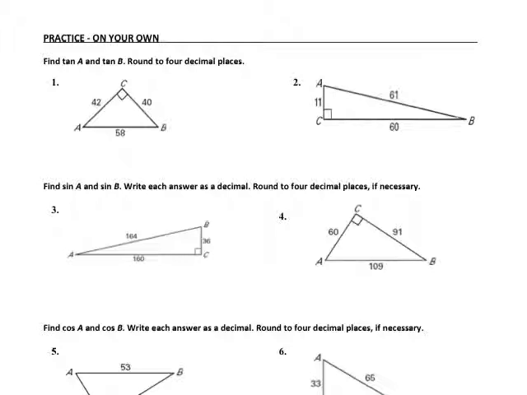On the back here we have 6 practice problems that I would like you to complete on your own, so you will need to use your calculator. I do have a couple of hints for you. Remember, the sine is the opposite over the hypotenuse, the cosine is the adjacent over the hypotenuse, and the tangent does not involve the hypotenuse. It's just the opposite side over the adjacent side.